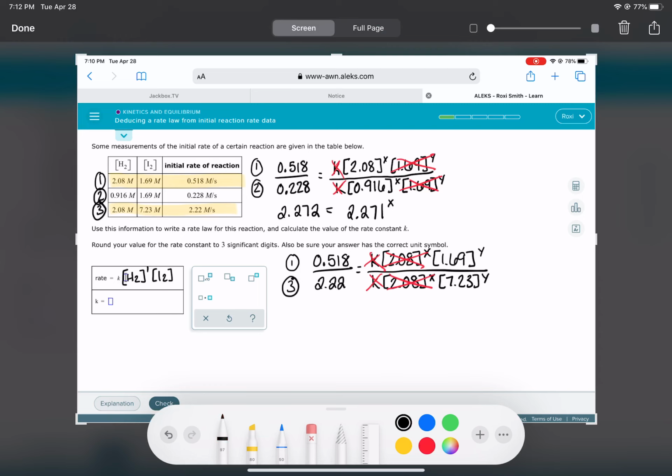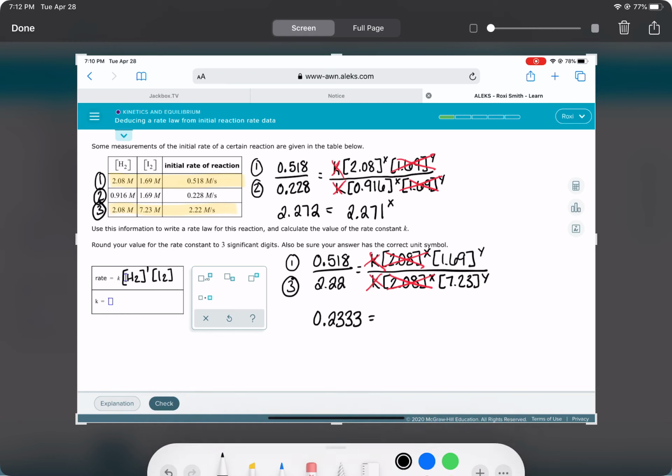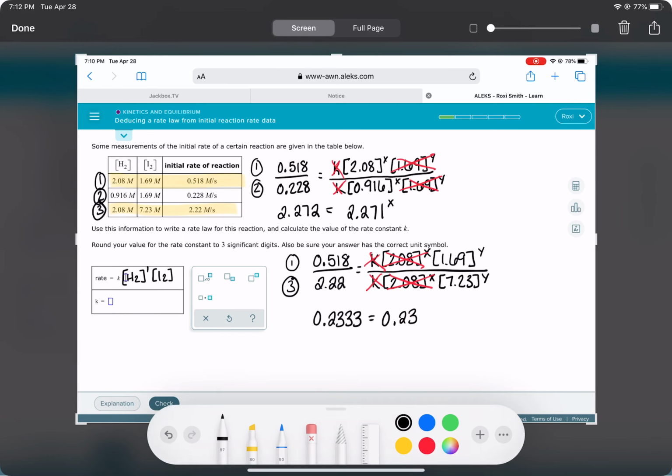And we can do some math. 0.518 divided by 2.22 is 0.2333. And 1.69 divided by 7.23 is also 0.233. So our y is also 1. And like I said in the last problem, I'm pretty sure ALEKS doesn't want the 1s there, so don't put them in there. You don't want to make ALEKS mad.